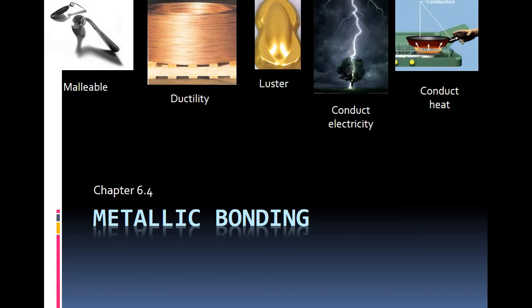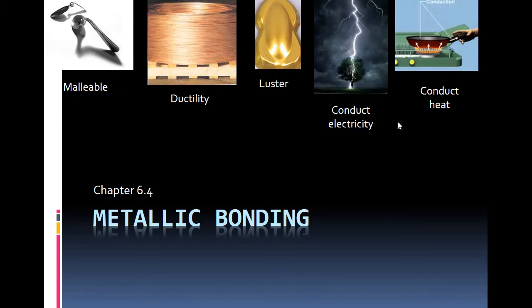Hello, class. We are going to move on to our third type of bonding today. The first two types we looked at were covalent bonding, the sharing of electrons, and then ionic bonding, which was the transfer, actually giving up an electron. Now we're going to look at the third type of bonding, and that is metallic bonding.